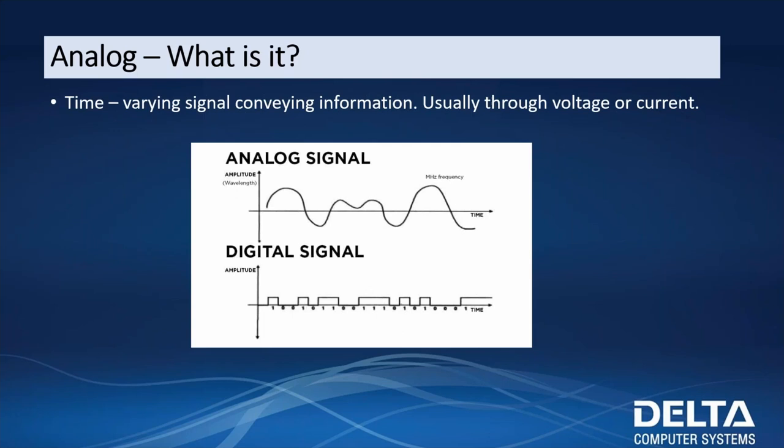But the definition is that it's a time varying signal conveying information, right? Usually through voltage or current. So our digital signals like SSI, they look more like this. Our analog signal, it's going to look more like this.